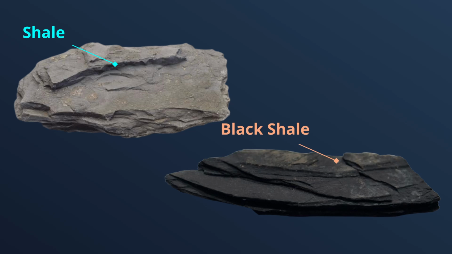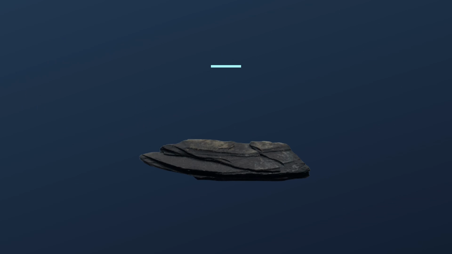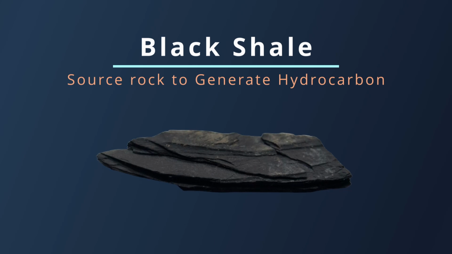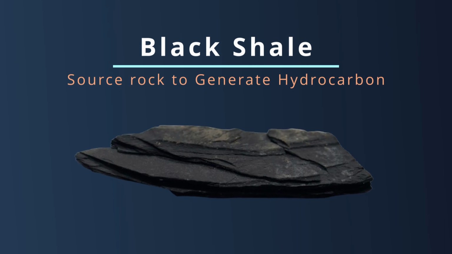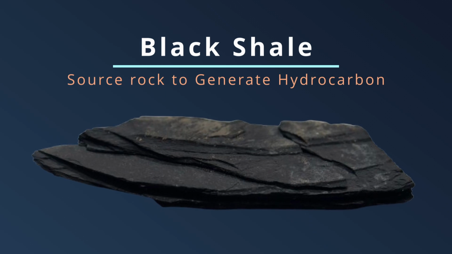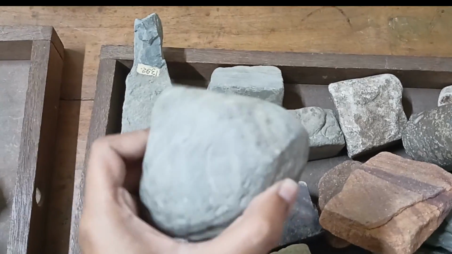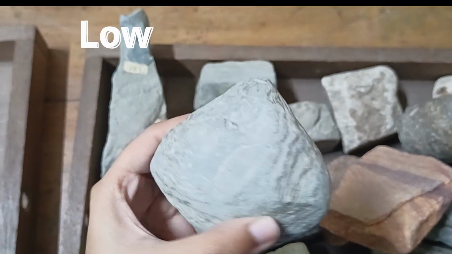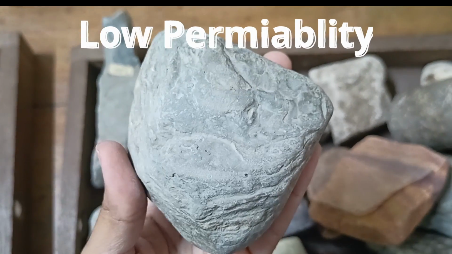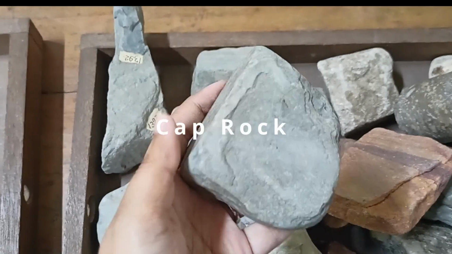It can be black or grey in color, which indicates the presence of organic material, often associated with oil and gas reservoirs. Black shale can be rich in organic material and is significant in petroleum geology for its potential to generate hydrocarbons. Another special characteristic of shale is low permeability. Shale typically has very low permeability, making it an excellent cap rock in hydrocarbon reservoirs.